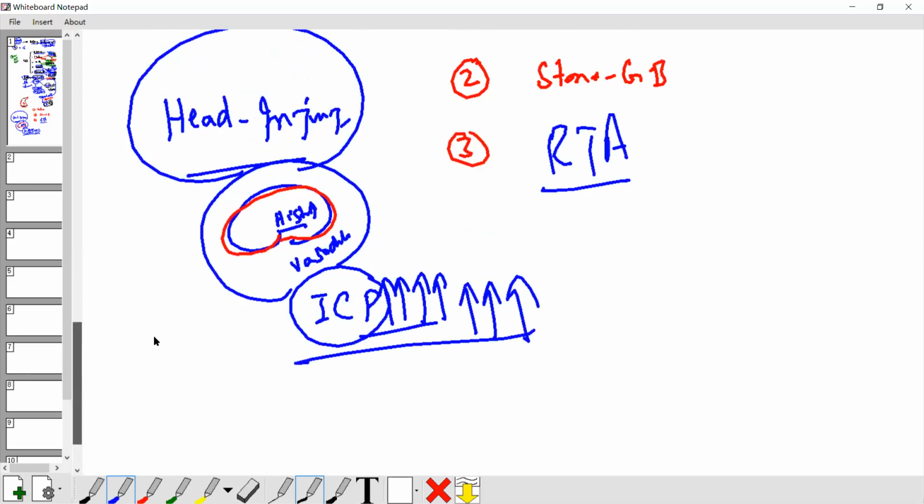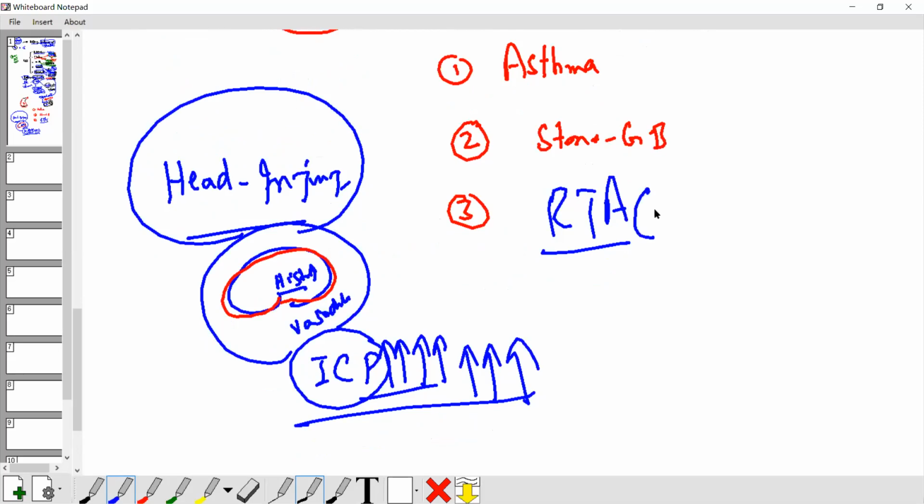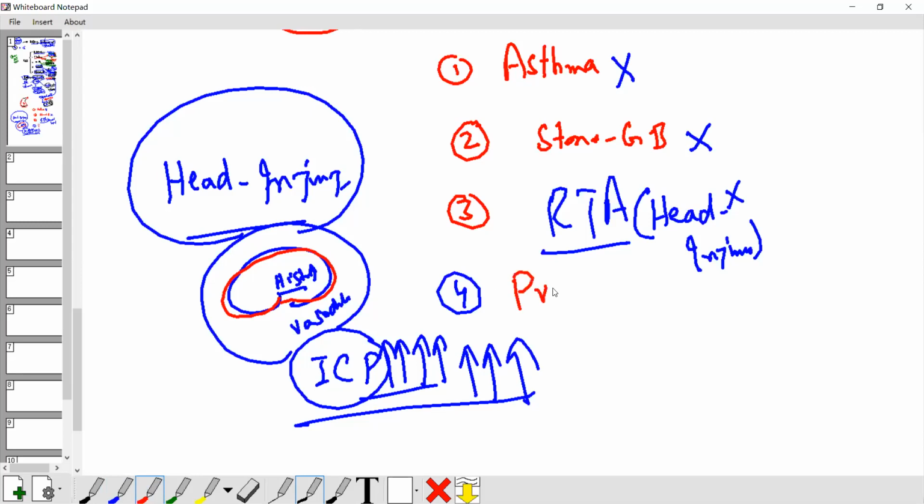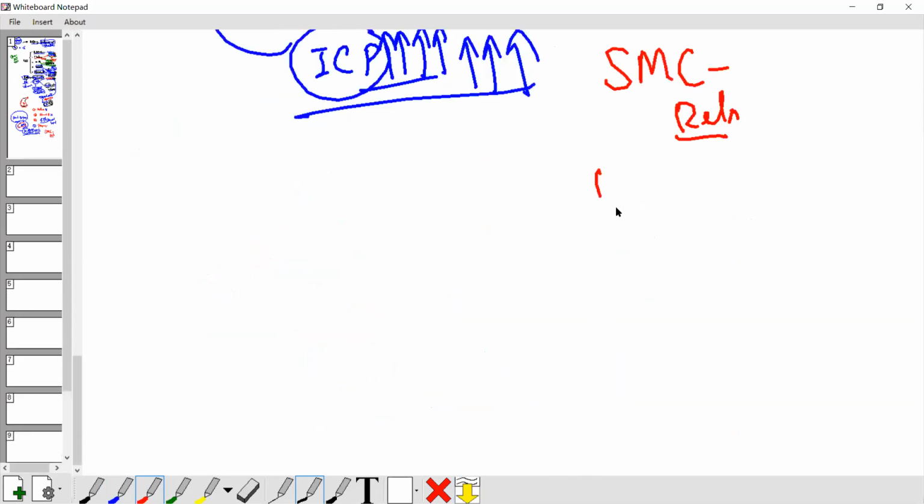So we use it in road traffic accidents, but head injury is a big contraindication. Understand? Not used in asthma, not used in gallbladder stone, not used in head injury. Fourth contraindication: pregnancy, labor pain, very severe pain. You want to reduce labor pain. If you give morphine, as I just explained, smooth muscle relaxes. So what happens with the uterus?